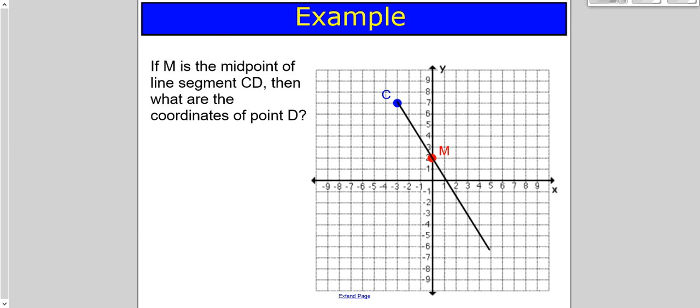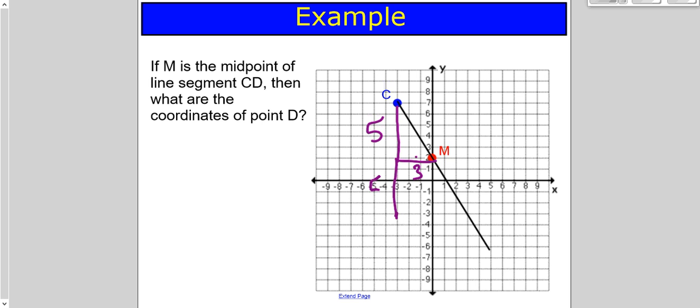I can see that going from C to M was 1, 2, 3, 4, 5 down, and 1, 2, 3 over. So if I'm trying to figure out where my other point is, that's only halfway. I need to double this. So I need to go down another 5: 1, 2, 3, 4, 5, which puts me right here.